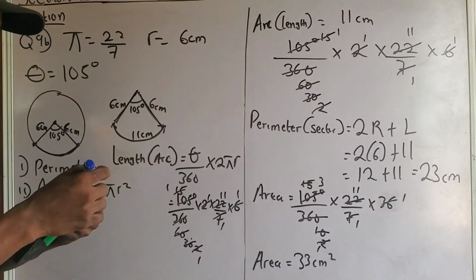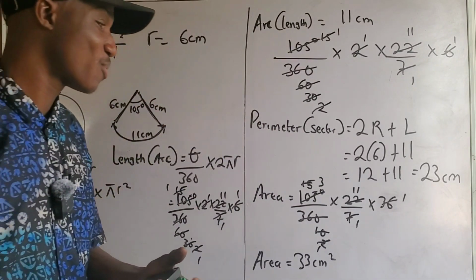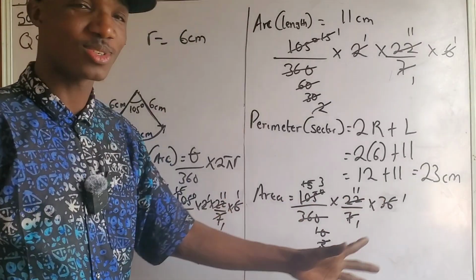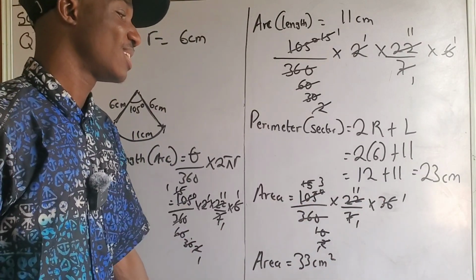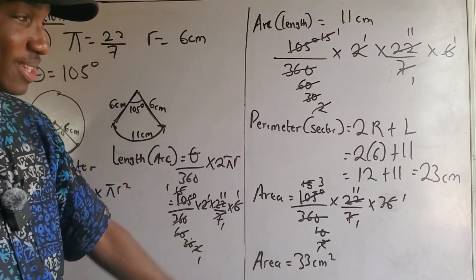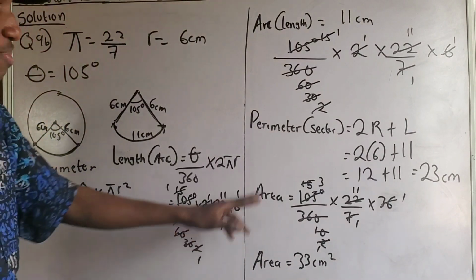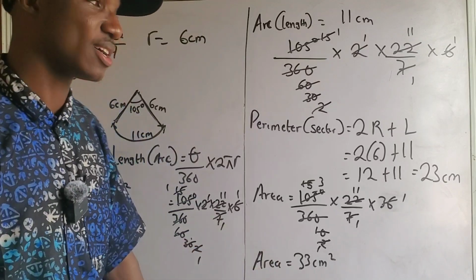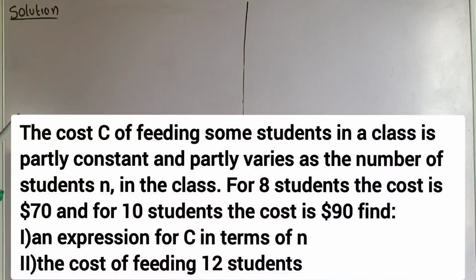Do you understand? And if you don't like cutting, just multiply the numerator, multiply the denominator, and you're going to have the same answer. So that is the solution to that question. The perimeter is 23 centimeter, while the area is 33 centimeter squared. Let's proceed to question number 10.